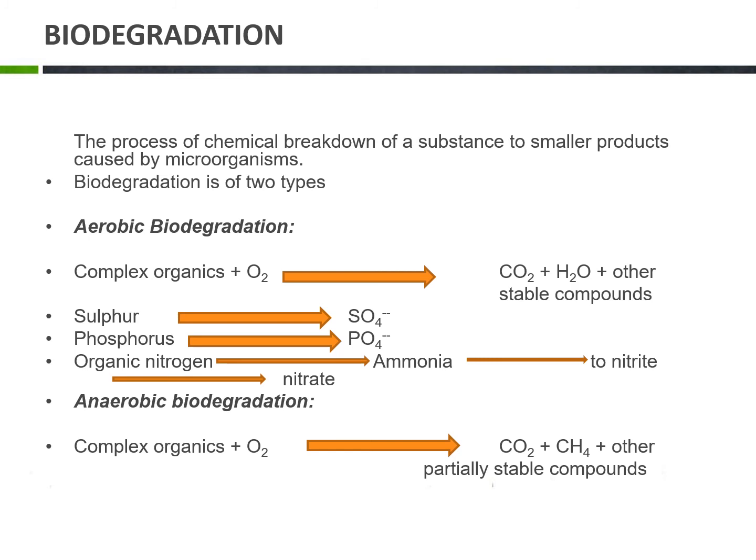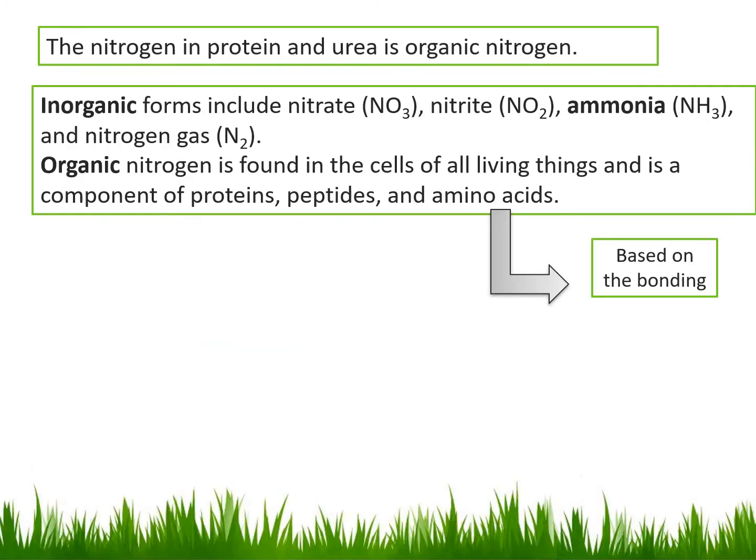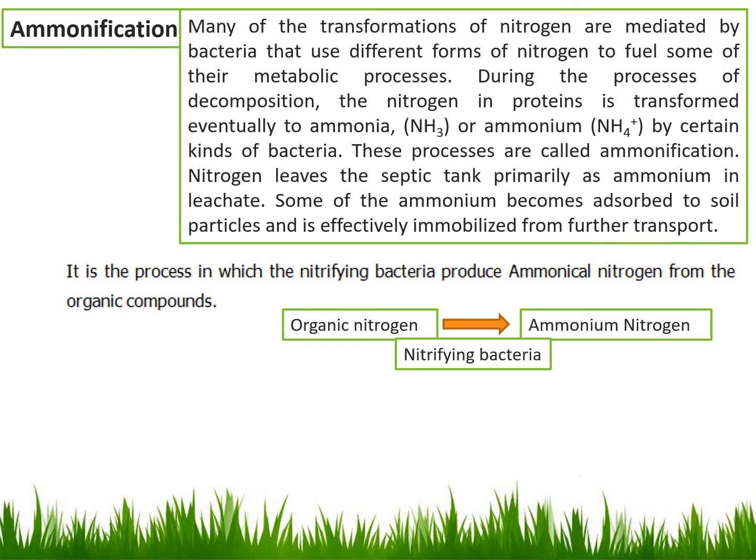And in anaerobic biodegradation, complex organics will produce methane gas in addition to CO2 and other partially stable compounds. So the nitrogen in protein and urea is organic nitrogen. Inorganic forms include nitrate, nitrite, and nitrogen gas. Organic nitrogen is found in the cells of all living things. So let's go through it. Now we have four classifications described here.